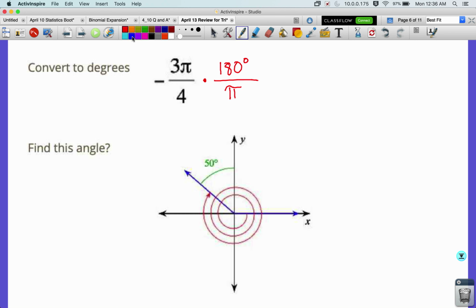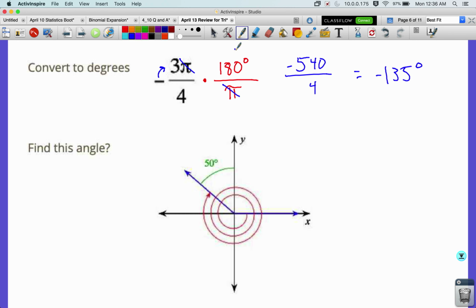All right, so the pi's are going to cancel out, and we're going to get negative 3. We can put the negative up top with the 3. Negative 3 times 180 is negative 540. There's still a divide by 4 on the bottom. Divide by 4, and we get negative 135 degrees.